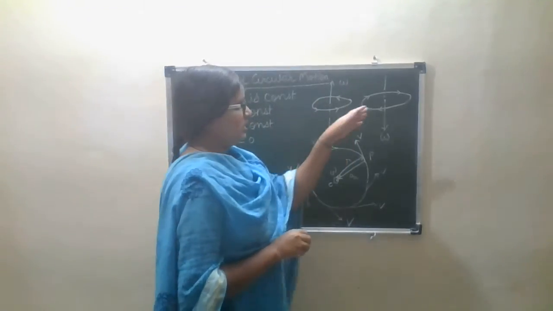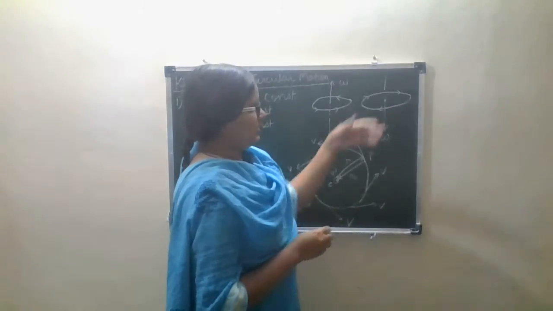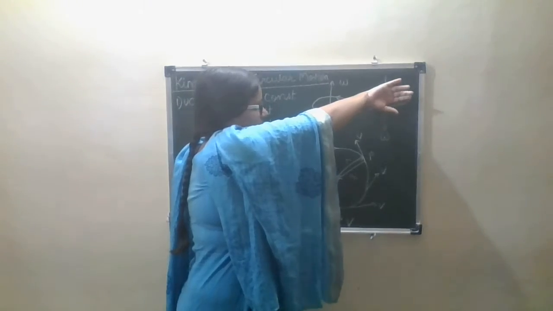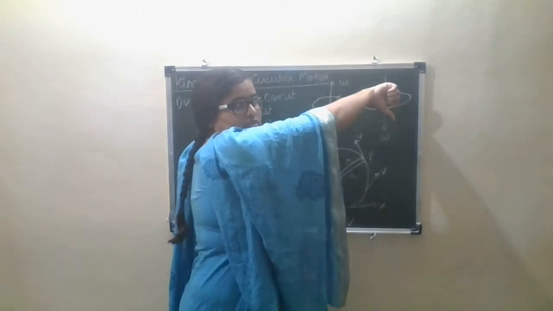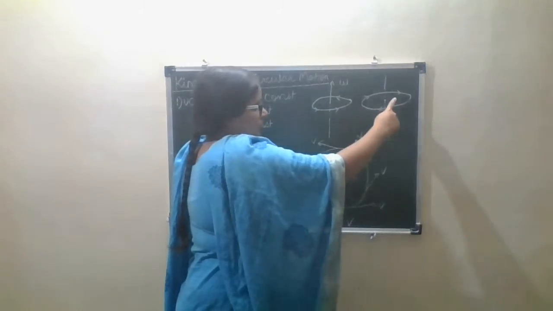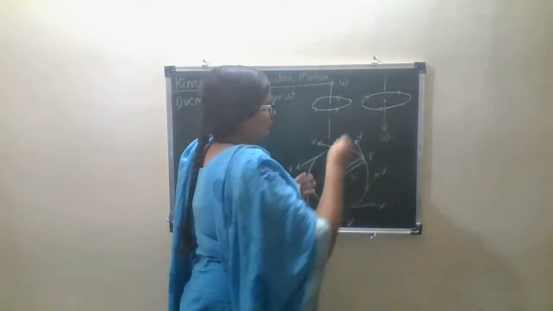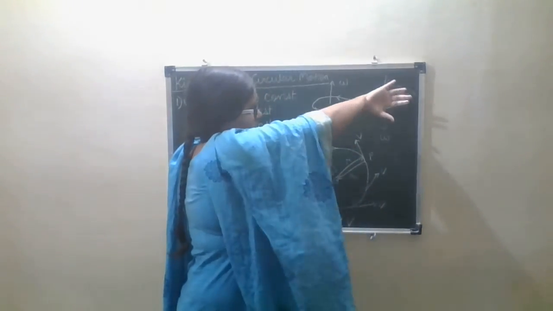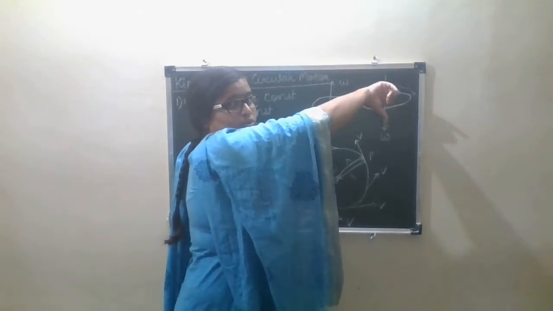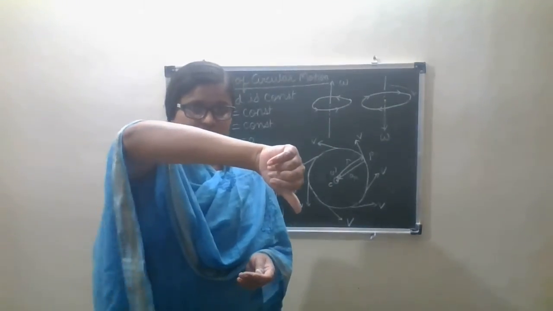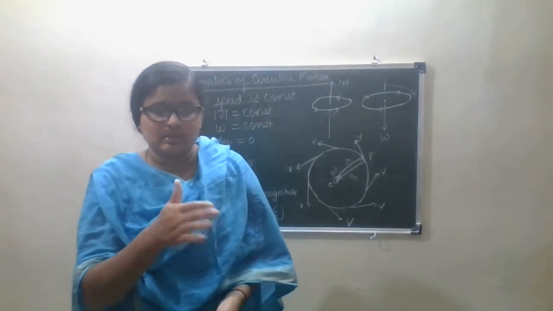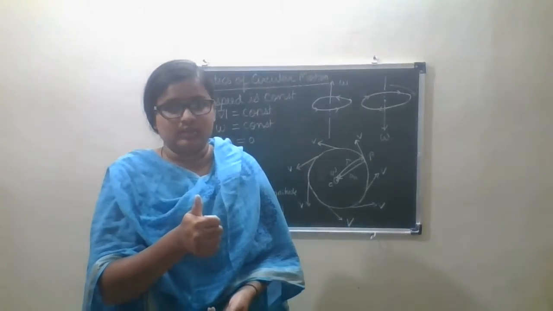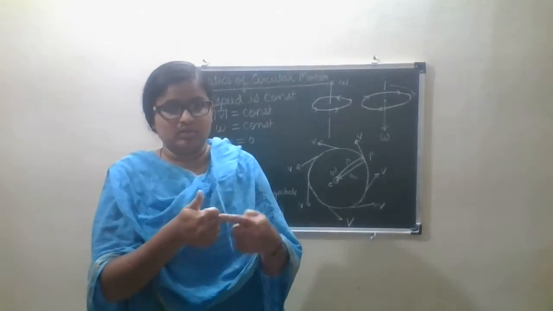But when the particle is moving in anti-clockwise direction, we have to take the thumb in this way and curl the fingers like this. If the particle is moving in this direction, clockwise, then your thumb will go downwards like this. First it was like this, the fingers were curled and it was moving in an anti-clockwise direction.